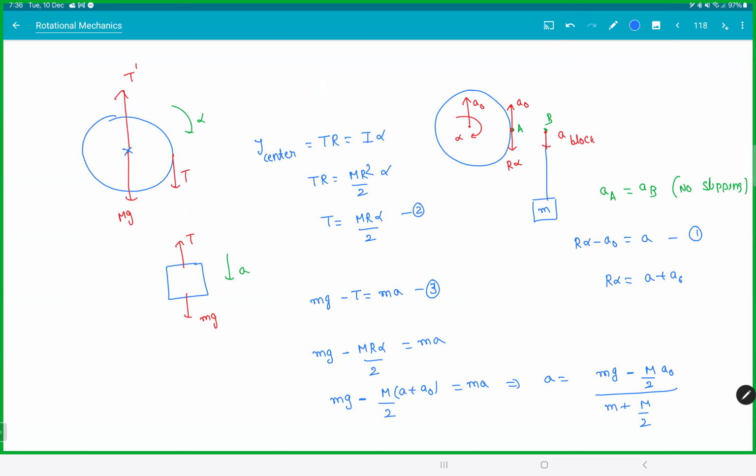Have a look at the steps. I drew the FBDs. This is the no slipping condition. I wrote the equations and I solved. Keep the process simple. Don't make yourself confused and try to do complex, weird things.